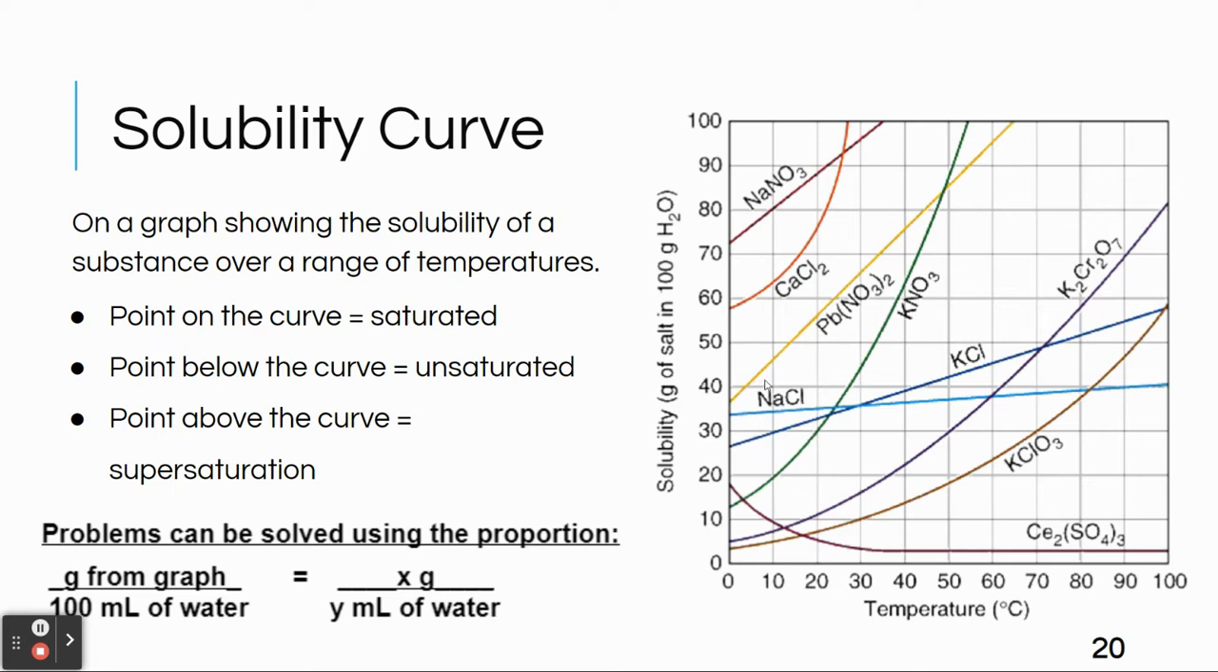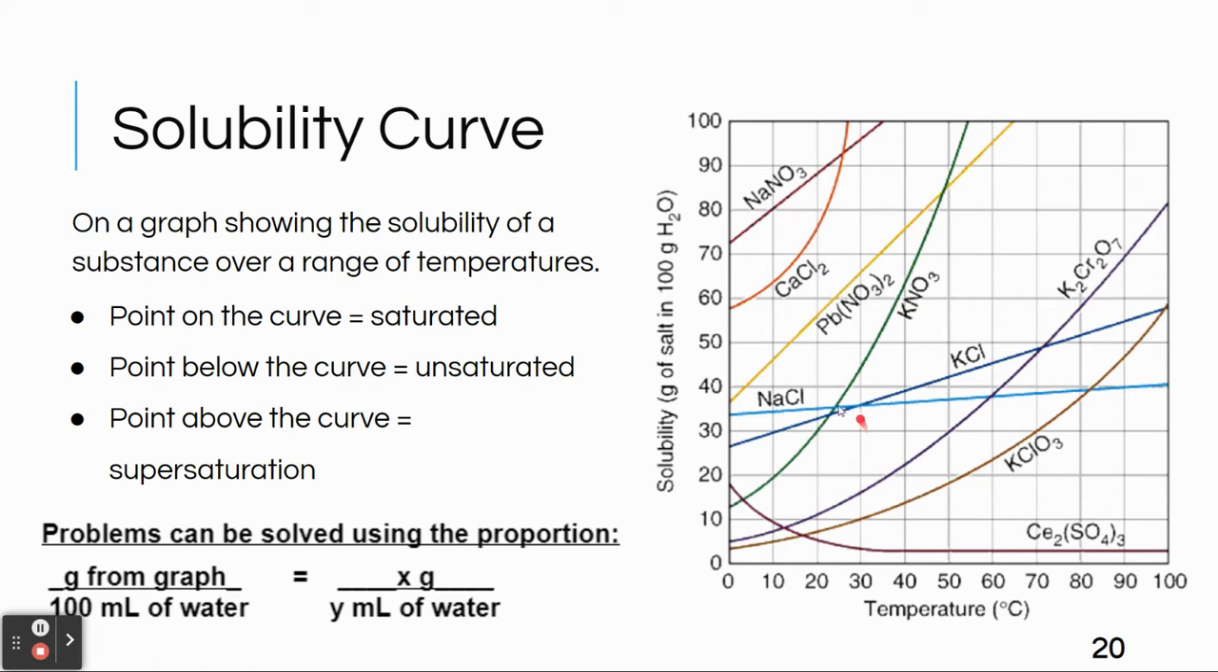Okay, so let's try another example here. Let's look at 20 degrees for KNO3. For KNO3 at 20 degrees, you could hold 30 grams. So at 20 degrees Celsius, 30 grams dissolved in 100 grams of water is saturated. That means at 20 degrees, if you had 20 grams in there, you'd be unsaturated because you could still fit more.